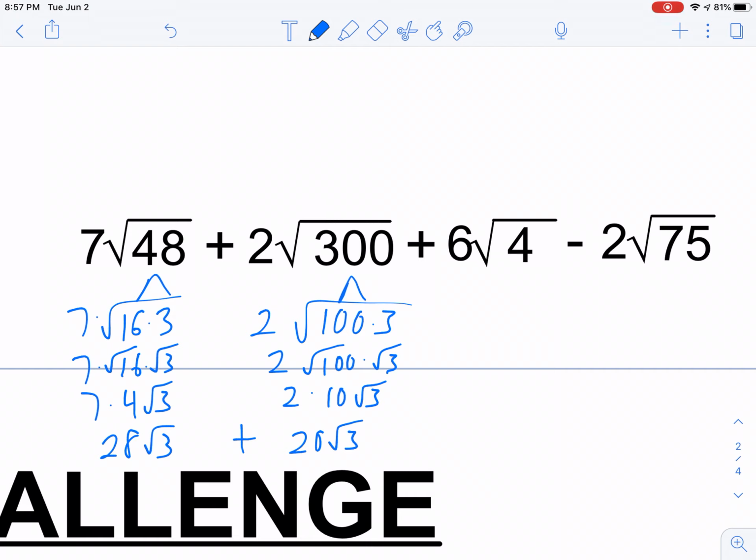6 square root of 4. Well, square root of 4 is really a perfect square. It's just the number 2. This one doesn't need any simplifying. Square root of 4 is just 2. So it's just really 6 times 2, which is 12.